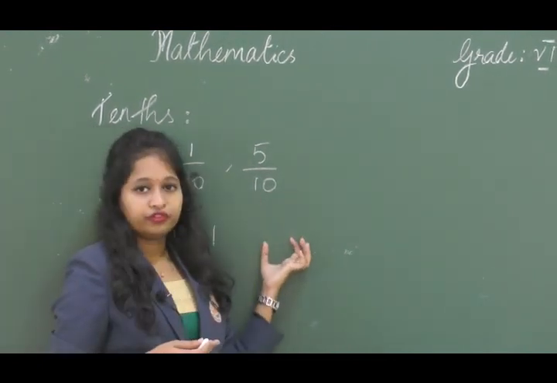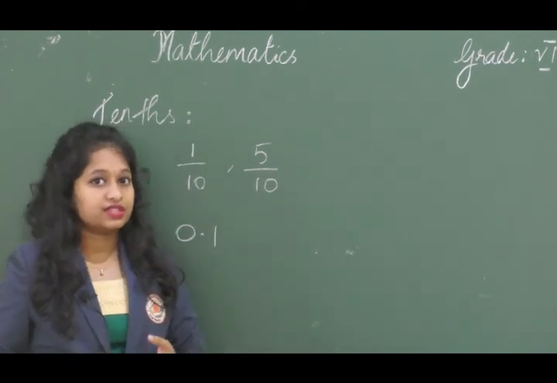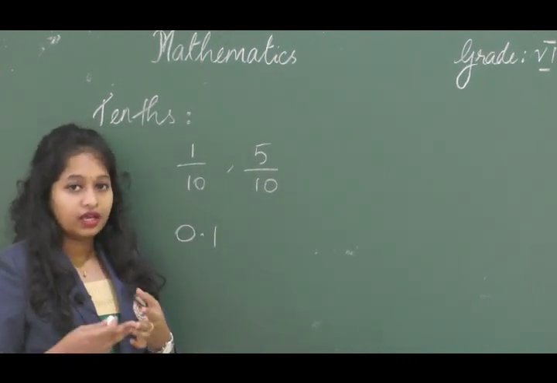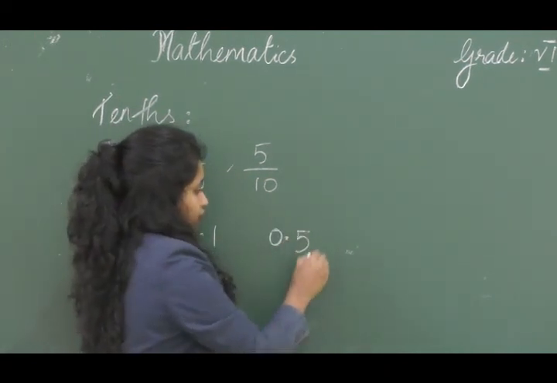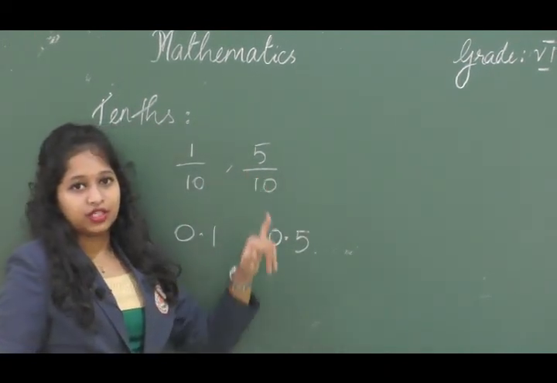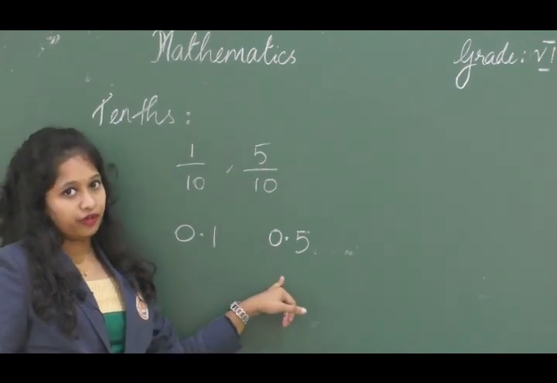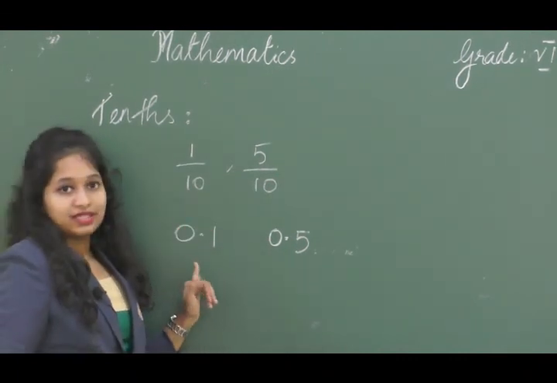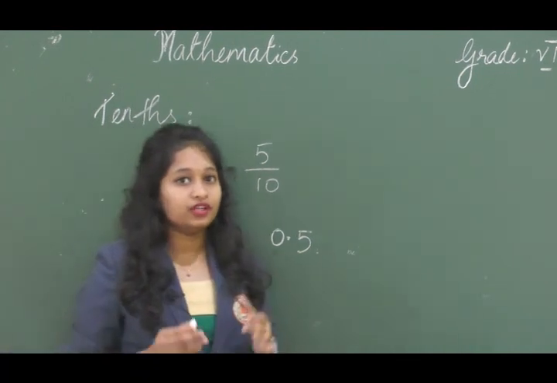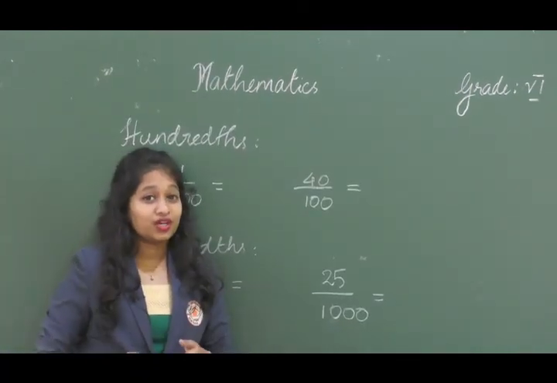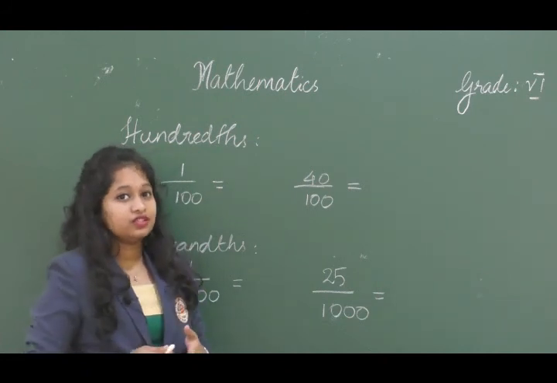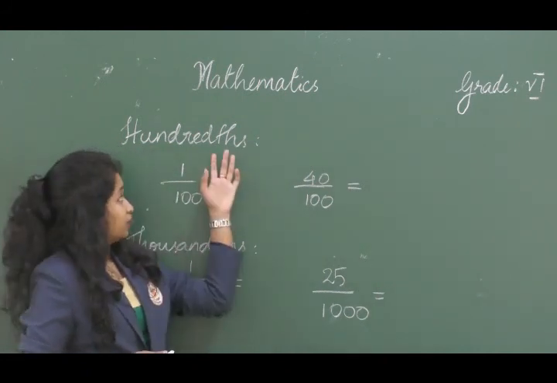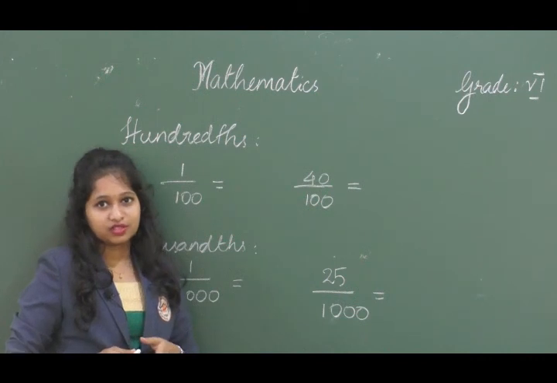Here we have 5 by 10. How to represent it in decimals? As 0.5. So 5 by 10 is equal to 0.5 and 1 by 10 is equal to 0.1. So you understood what tens is. So it would be easier to understand hundreds and thousands.